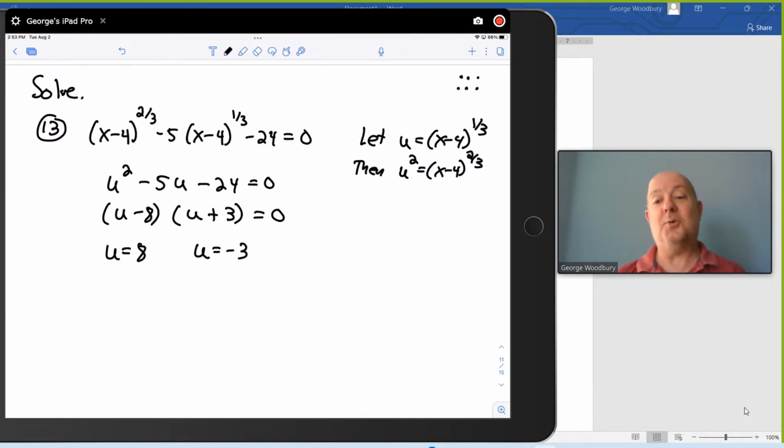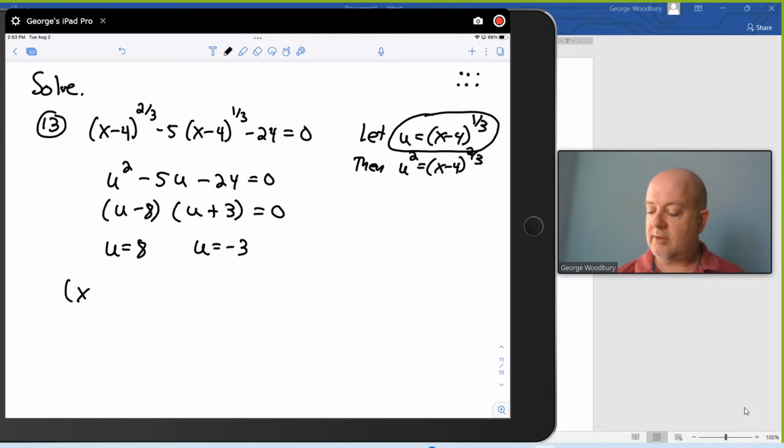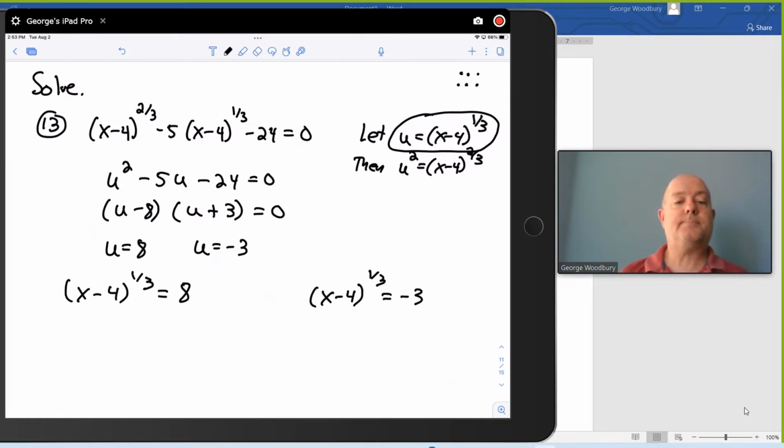However, I need to know what x is equal to. And so here I can replace u by x minus 4 to the 1/3 and solve this new equation involving the rational exponents. So the 2 equations I'm going to work with are x minus 4 to the 1/3 power equals 8 and x minus 4 to the 1/3 power equals -3. To solve each equation, I'm going to raise both sides to the 3rd power because 1/3 times 3 is 1. That clears the variable term from its exponent.